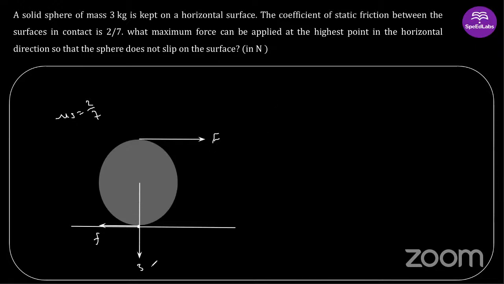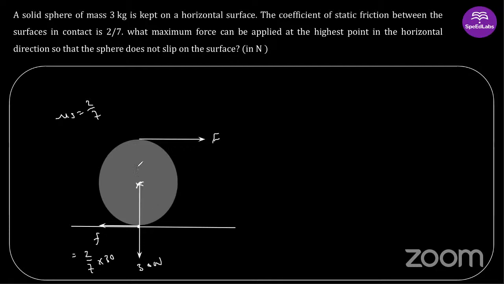This is 30 Newton. This is mu mg. So mu is 2/7. Maximum I am applying. So mu is 2/7 into 30, which is 60/7. So F should be 60/7. One second. It's not about the center. What can I write? Torque should also be 0.